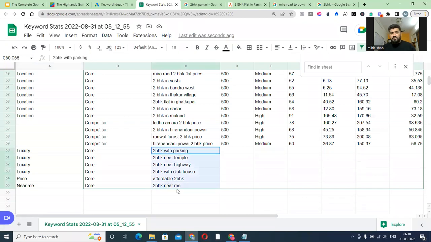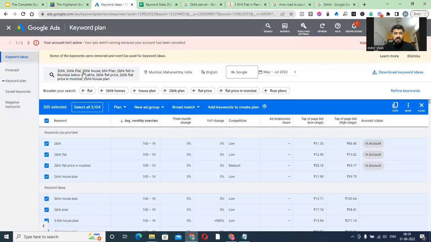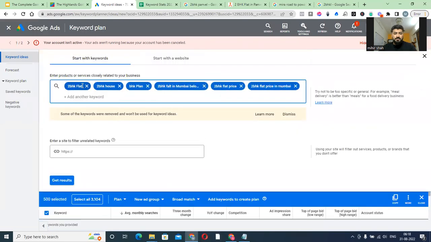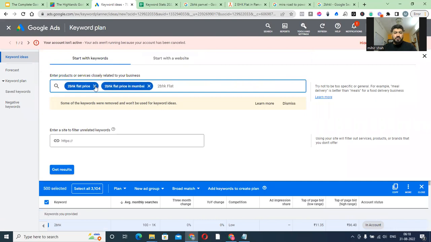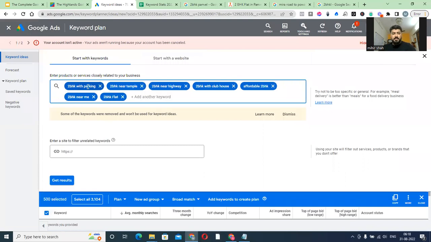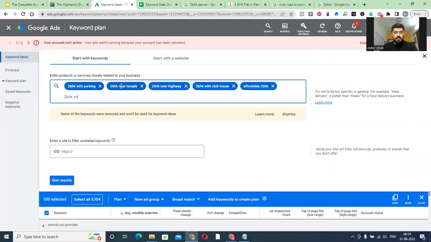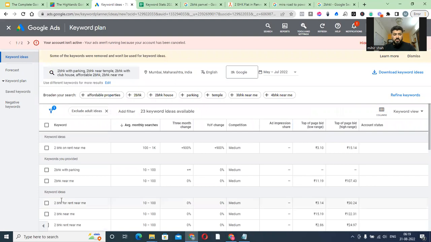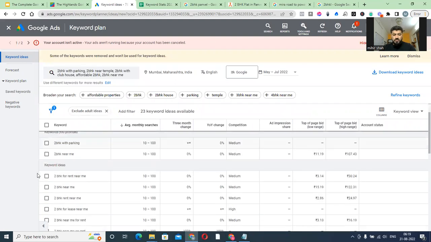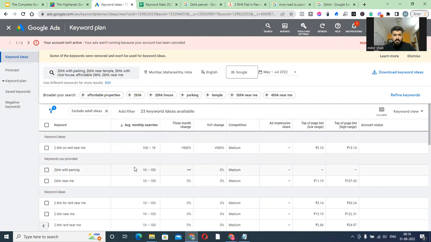Now, if you want to get the volume of these keywords, because we don't have it already, you can just take this, remove this entire list. So this is another exercise that you can do. You got some search terms, you are not really sure what to do with it. Just take this, paste it here. Affordable and near me. All right, we have a result. Get result. In this case, don't try to look at other keywords. Just keywords you provided, just use them. 0 to 100, 2 BHK with parking and 2 BHK near me.